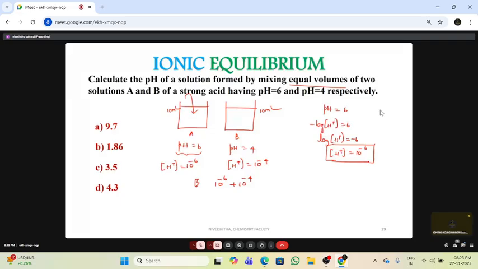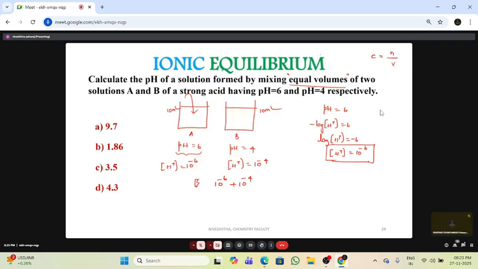So in the final solution, total H plus ion will be the sum of 10 power minus 6 and 10 power minus 4, right? But here we are mixing two solutions of equal volume, because of which the total volume of the solution will increase by 2 times, right? See, what is the formula of concentration? Concentration is equal to number of moles by volume. Here, volume of the solution and concentration are inversely proportional. Upon mixing two solutions of equal volume, the volume of the solution increases by 2 times.